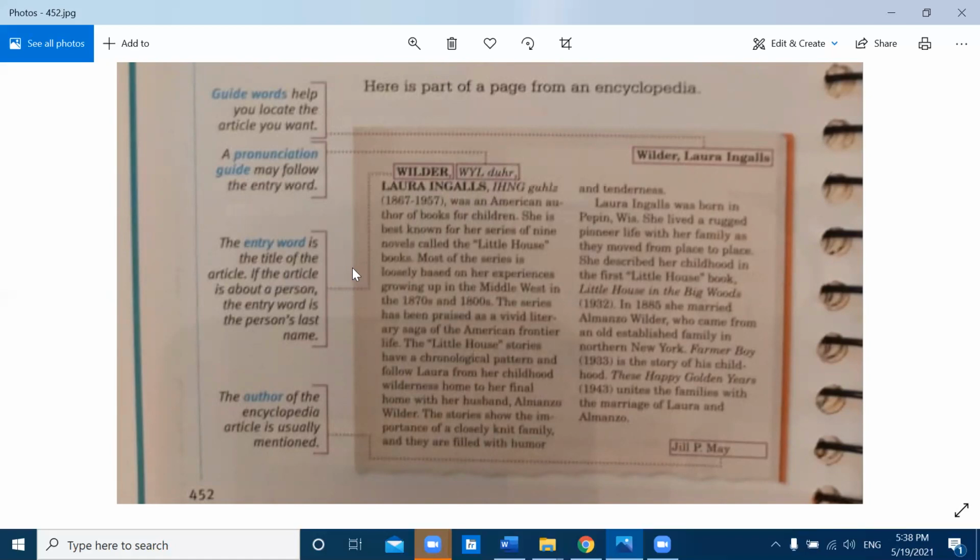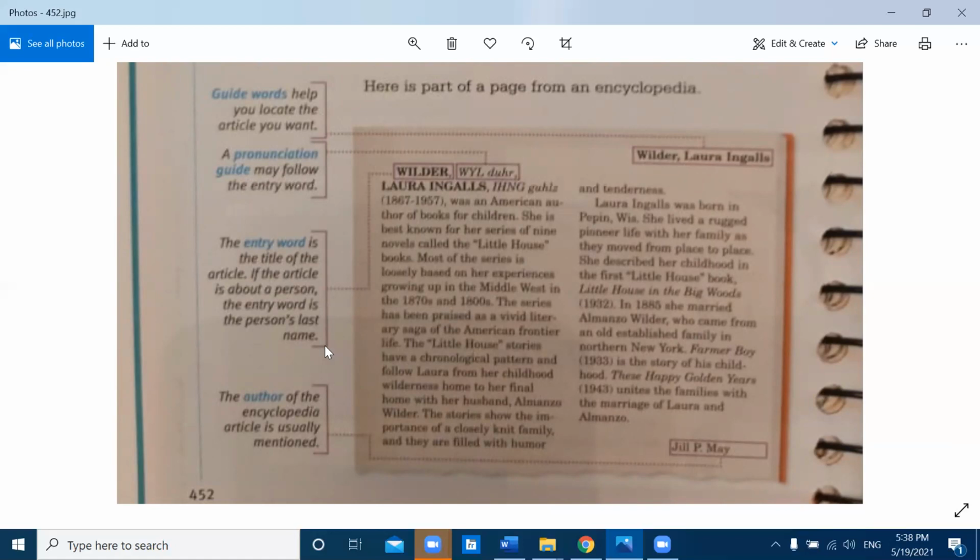So whenever we are looking up information in an encyclopedia, we use the first letter of the name of what we're looking up. For instance, if I want to look up tigers, I would look under letter T. If I want to look up Africa, I would look under letter A. If I want to look up monkeys, I would look under letter M. If I wanted to look up New York City, I would look under letter N.